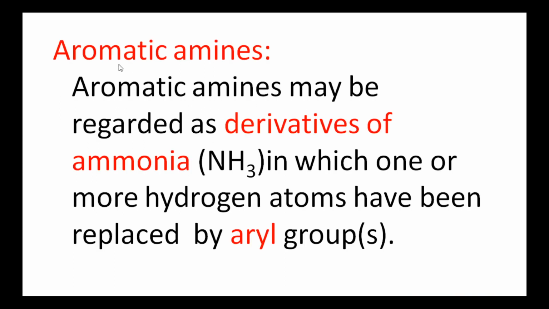First, the definition of aromatic amines. Aromatic amines may be regarded as the derivatives of ammonia in which one or more hydrogen atoms have been replaced by aryl groups, that is, aromatic rings. In ammonia there are 3 hydrogen atoms. One or more hydrogen atoms of these ammonia molecules are replaced by aromatic rings. Then we get aromatic amines.